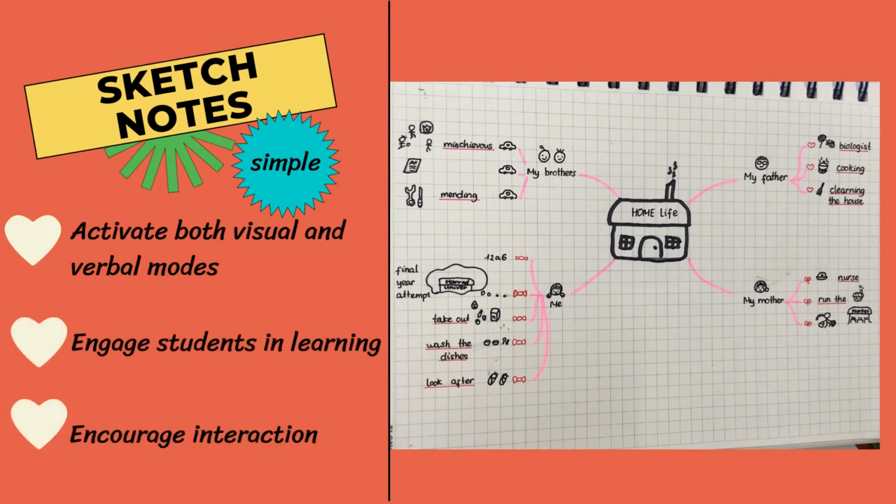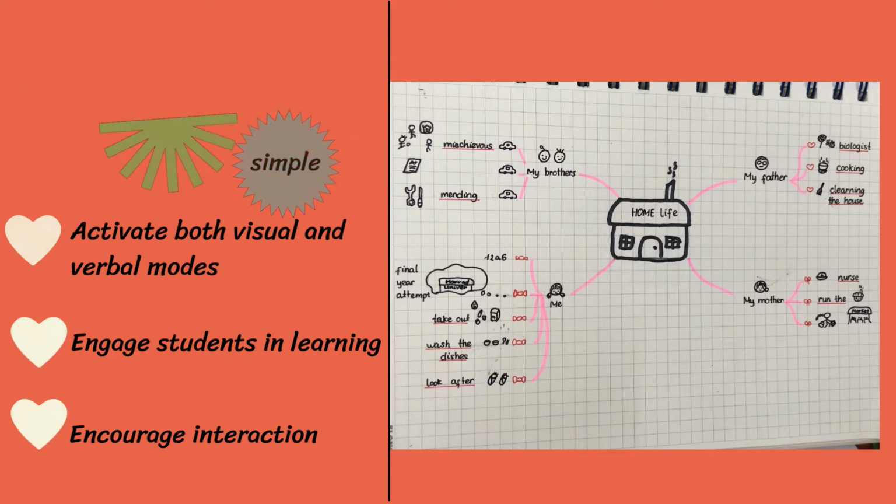So sketchnoting is simple. It activates both visual and verbal modes in learning. It engages students in learning because students have to focus, have to understand what the text says, and have to choose what to draw. Sketchnoting encourages interaction between student and students and between student and the text.